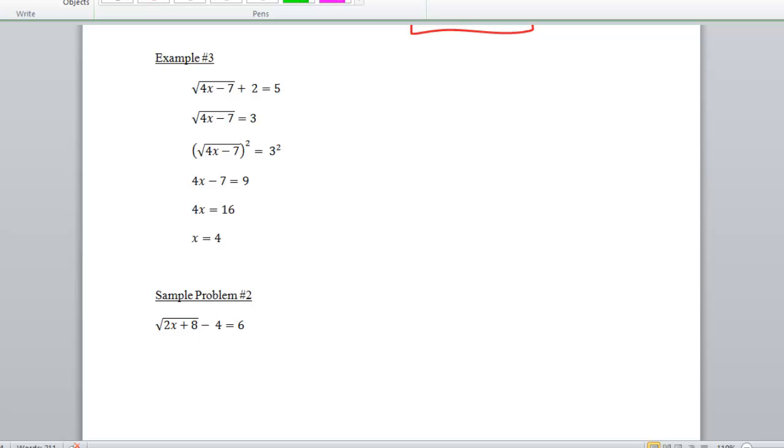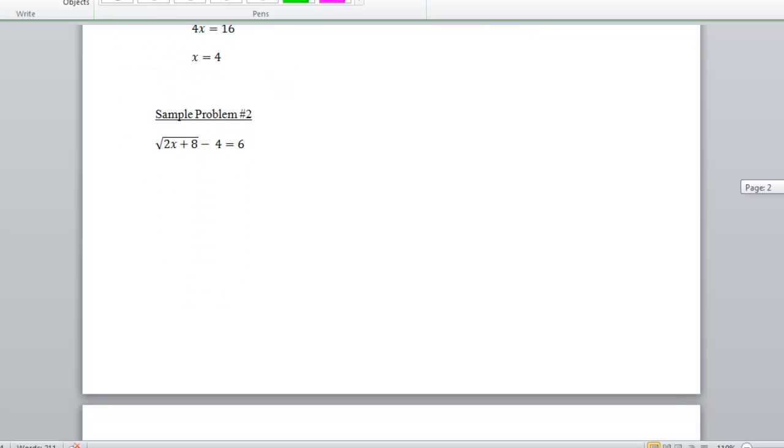So if we look at example number 3, what we really need to do is isolate the entire expression that has a square root over it. So we want to be able to move that 2 out of there. Once that's done, we can square the whole expression that has a square root around it. And what's going to happen here is you're going to be left with more or less just an Algebra 1 equation that you need to solve for x. So pretty straightforward and simple. The key is just making sure you get a radical by itself on one side. So go ahead and take a look at sample problem number 2 and give that a shot.